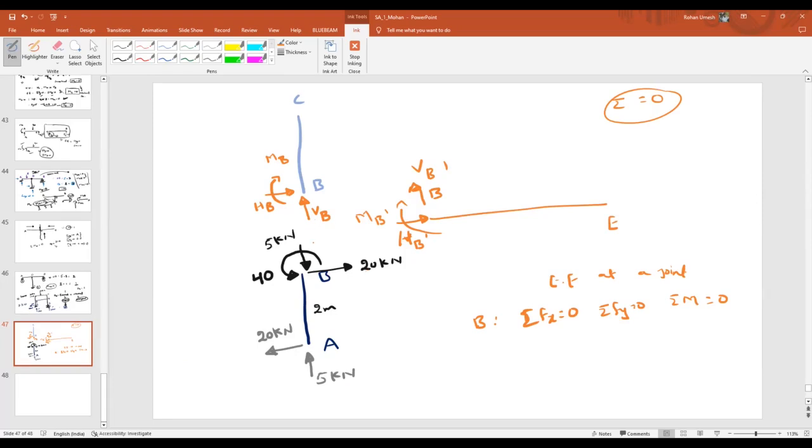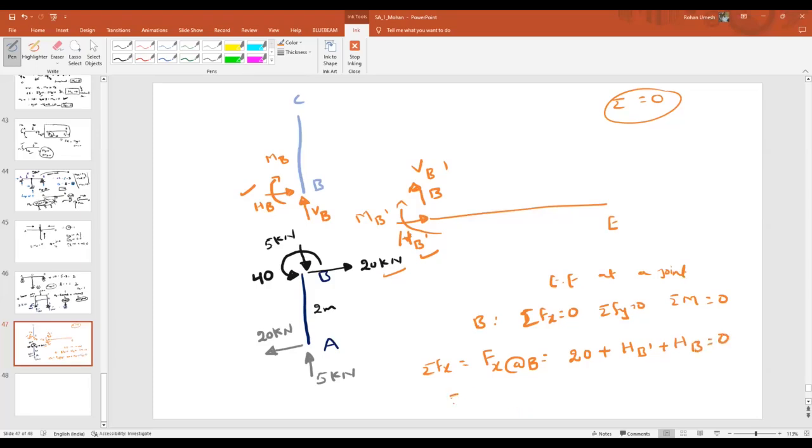How many horizontal forces are acting at joint B? 20 is also horizontal direction. HB is also horizontal direction. HB dash also horizontal direction. That means if I add all those values, that is nothing but my force along X direction at point B. That will be equal to how much? 20, if I take right side as positive, 20 plus HB dash, which I am also considering as right side, and HB, also considering as right side.